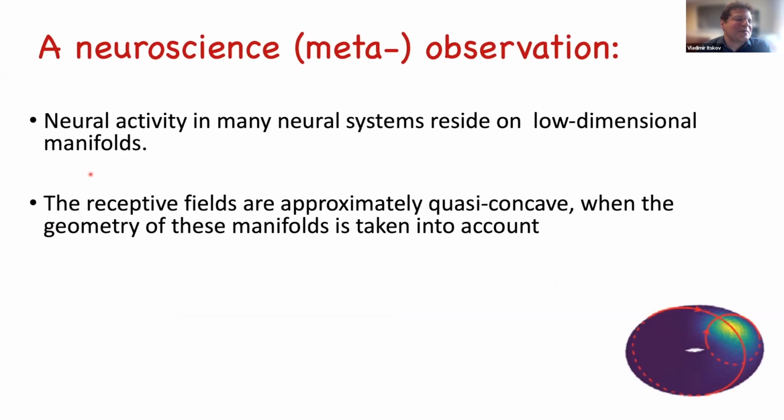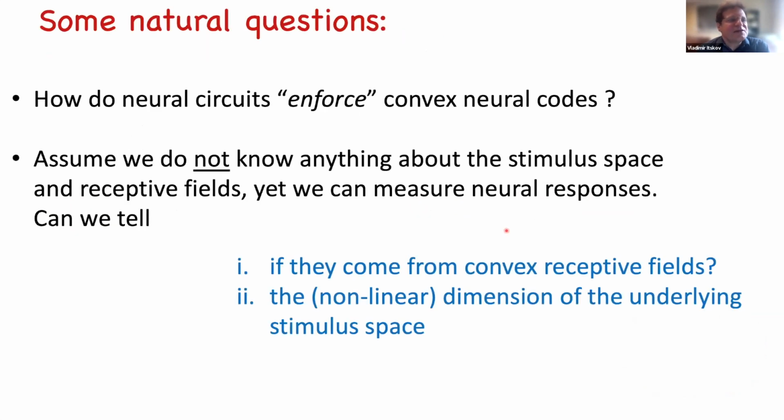These are the most publicized neural systems, but there are lots of other neural systems where the same pattern of convexity of receptive fields is preserved. Hopefully I convinced you that neural activity is represented via convex receptive fields in many sensory systems. In more mathematical language, they're called by different names: concave, convex, quasi-concave. This is not important. Okay, and there are some natural questions.